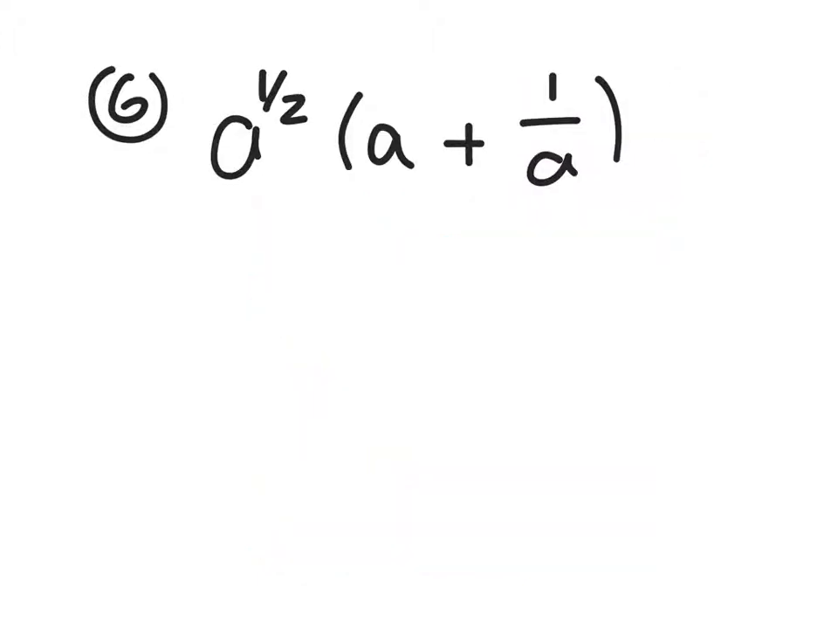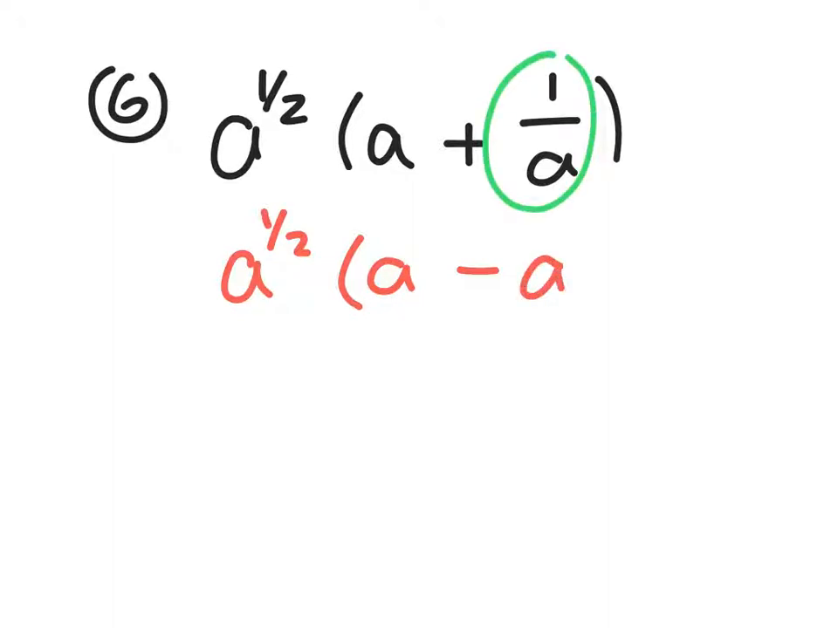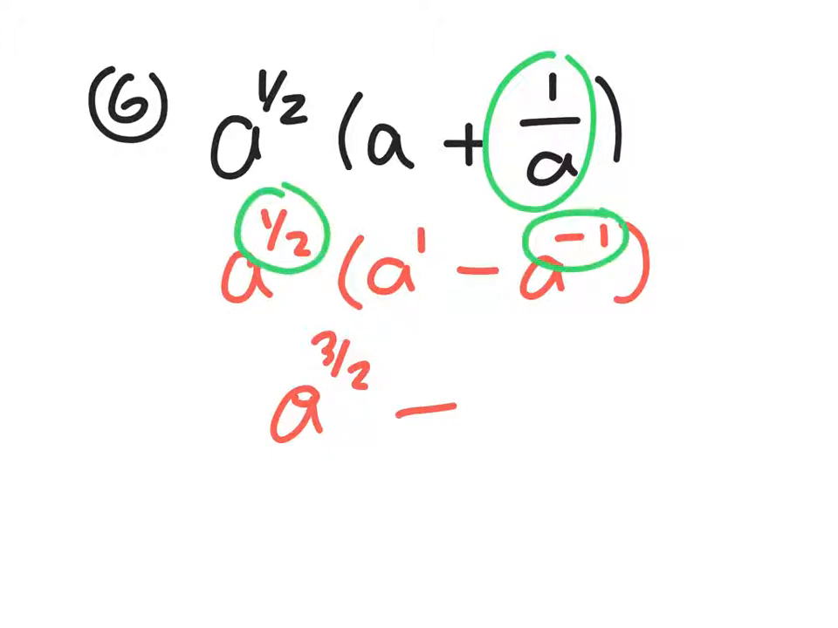Question 6, this was a bit of a disaster. First thing we need to do here is turn this 1 over a into a to the power negative 1. And then remember the rules that when we're multiplying, we take the powers and we add them. So this here is power 1, and a half add 1 is 1.5. So when you do the first multiply, you get that. And then the second is the power of half add negative 1, gives us a to the power negative 1/2. So your final answer is a to the 3/2 minus a to the minus 1/2.